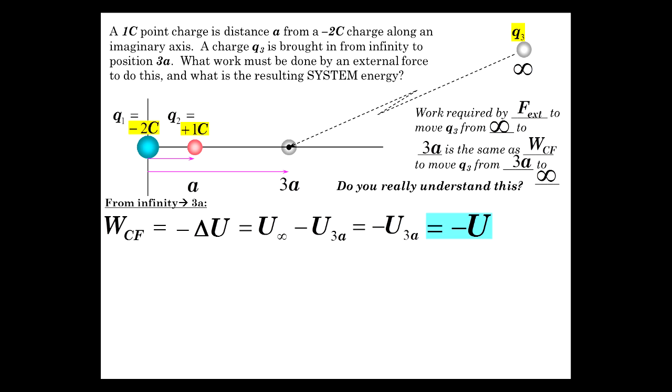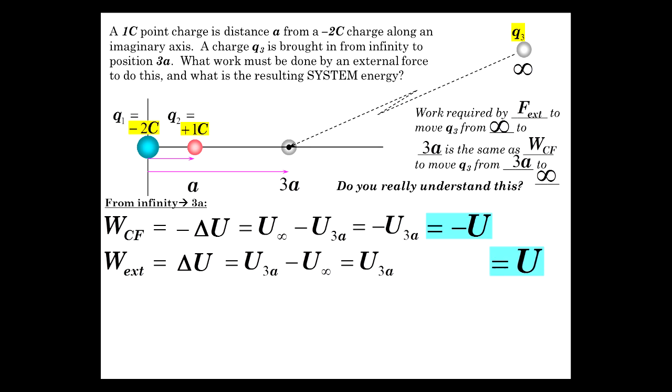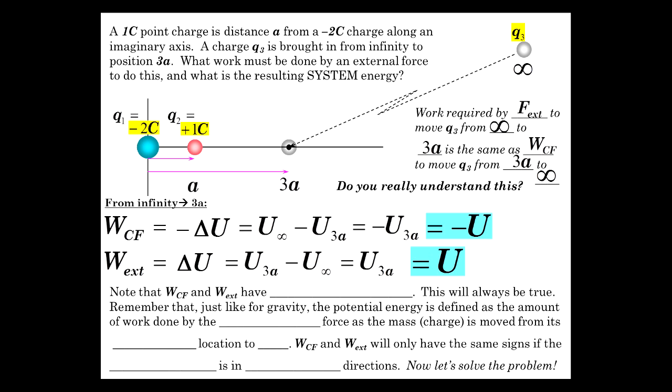And that's consistent with what we talked about for gravity as well. The work done by the external force is just going to be the opposite of that. So in fact, that's what we're trying to find in this problem, the external force moving it in. It's just the change in potential energy, U of 3a minus U at infinity, which is U at 3a, which is equal to U. I guess the other thing I didn't say is that when we write U here, or minus U, this is always with respect to infinity. So it's U sub 3a, which means the potential energy at 3a with respect to infinity.